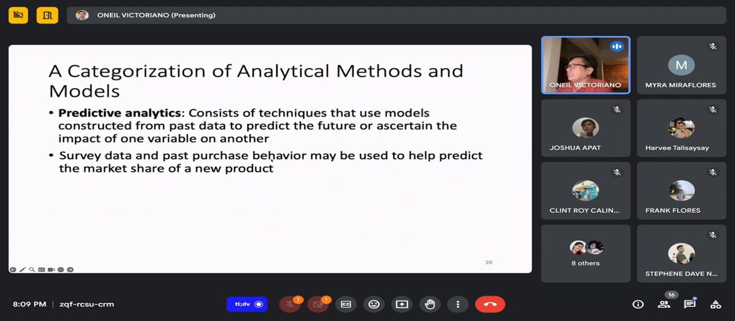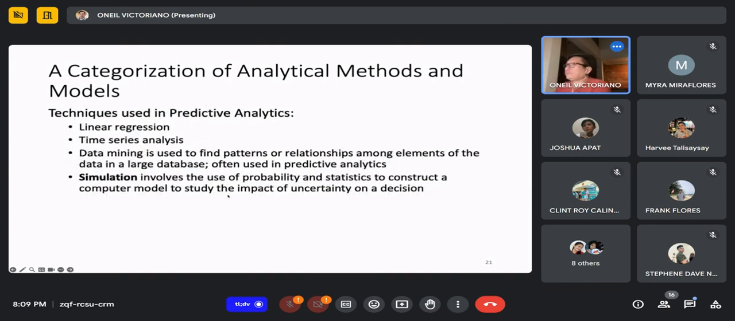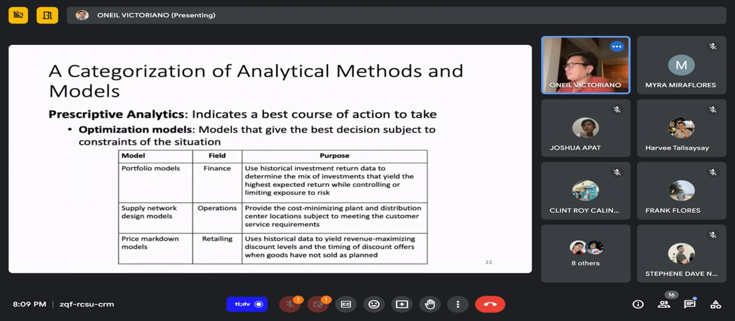While predictive uses models of past data to predict the future, no? Like survey data and past purchase behavior. This example may help to predict the market share for a new product. So techniques for predictive, we have linear regression and time series analysis. You have data mining, used for looking for patterns or relationships among elements in large databases, and simulation, which is part of predictive analytics. In prescriptive, it indicates the best course of action to take, no?